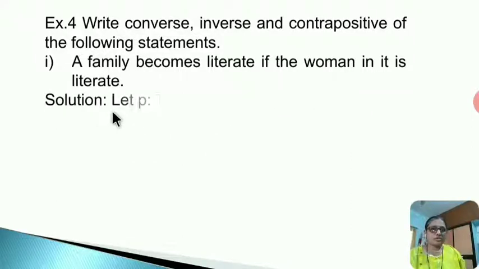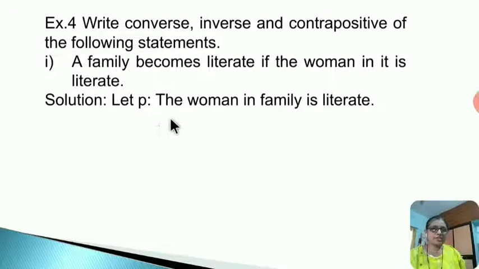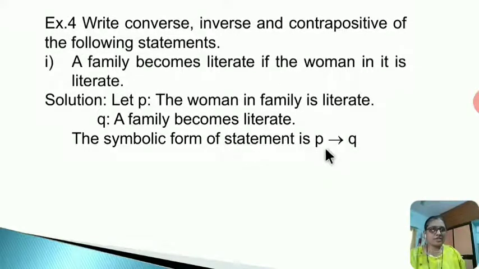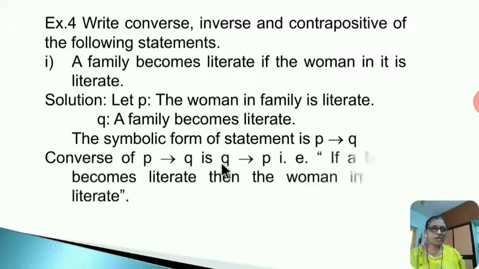Okay, now in the solution, let us represent these statements as P and Q. So here P is the woman in family is literate, and Q is the family becomes literate. Now symbolically this statement is written as P implies Q, and we know first we find here the converse. Now converse of P implies Q is Q implies P. That is, if Q, then P. So we have to write this.